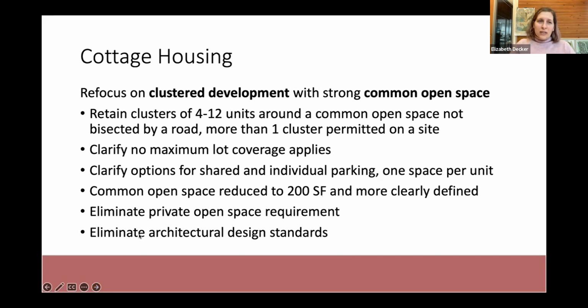All right, but for now, let's go ahead and talk about cottage housing. So given that we're creating this opportunity with compact lots, what we wanted to do with the cottage housing is really refocus the standards on more of a clustered development, and strengthen the common open space requirement. The proposal retains some aspects that you're familiar with, these clusters of 4 to 12 units around a common open space.